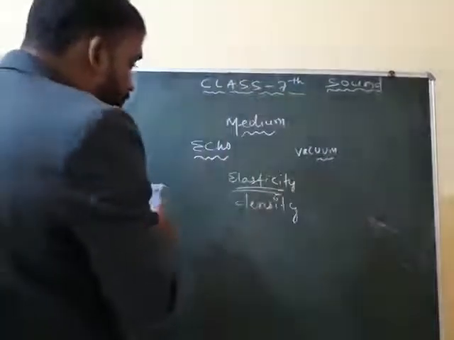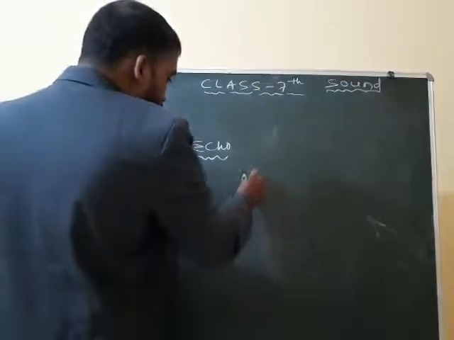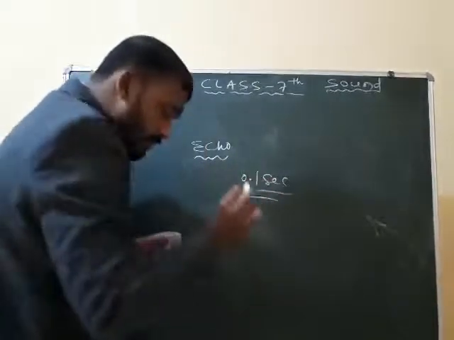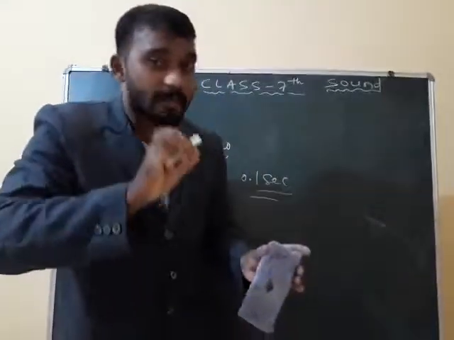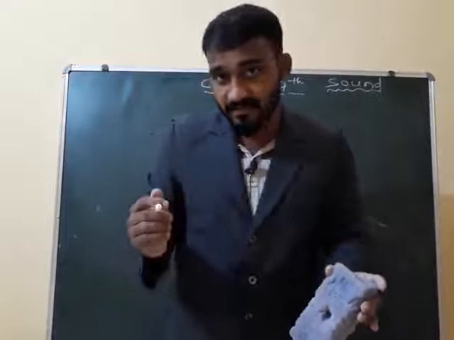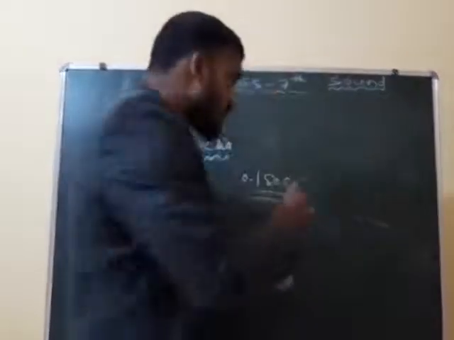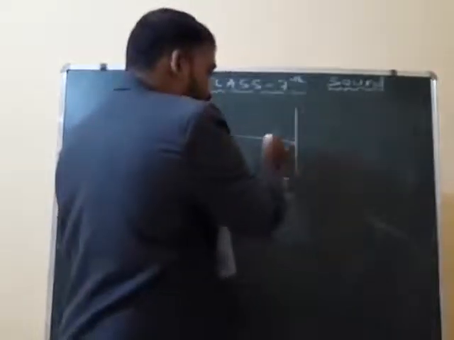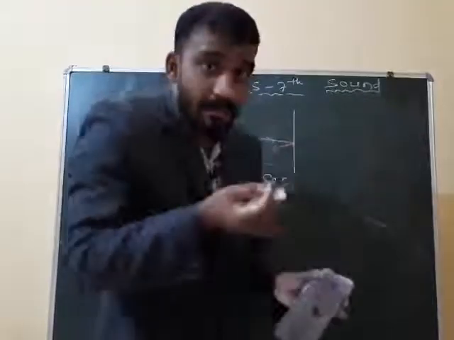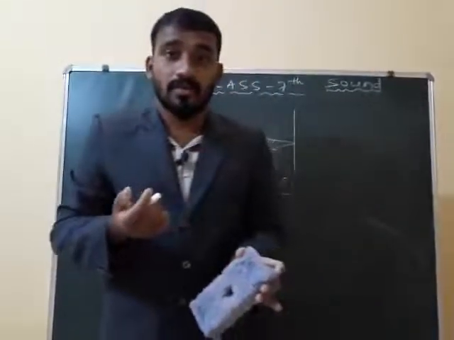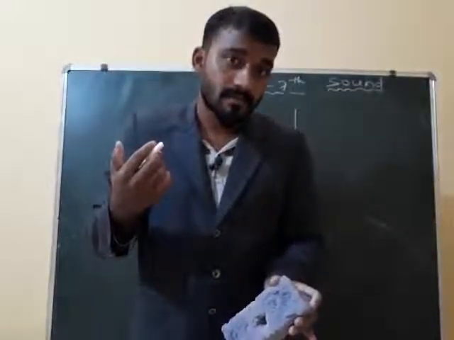And our persistence of hearing is how much? You know, our persistence of hearing is 0.1 second, meaning up to 0.1 second only the sound stays in our ears, after that it vanishes. From here we can say, if the sound returns after striking a wall after 0.1 second, only then will you be able to listen to the echo, meaning you will feel that it is an echo. Understood?